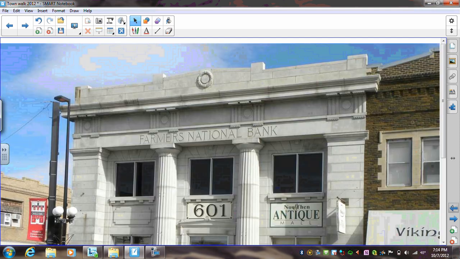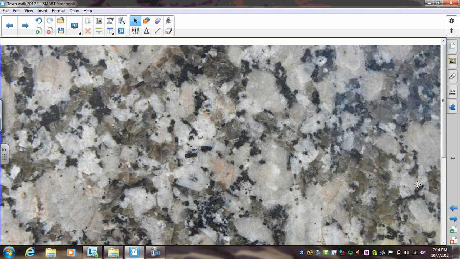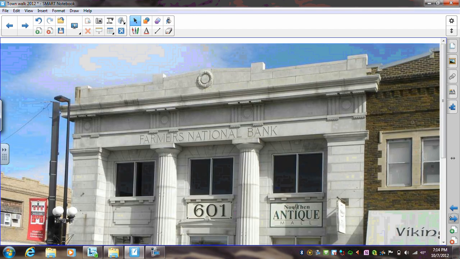And there we are. We're looking at the pillar, and here's the rock that you see here. My question to you is, how does this rock compare with this rock? What can you tell me that is different in the story of the rock that you see at Electronics and the rock that you see that's part of Farmers National Bank?